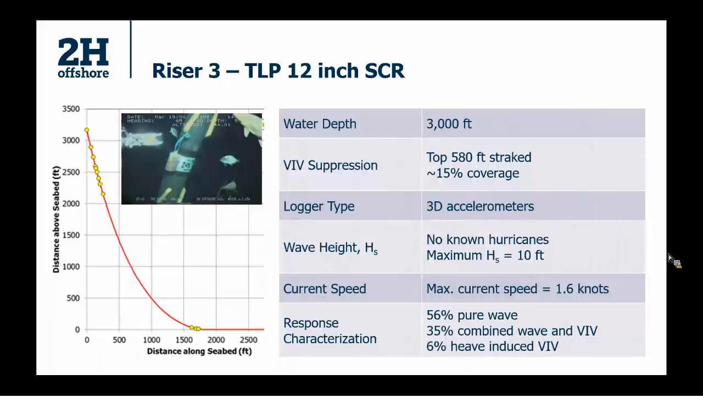Riser 3 is another TLP riser, and you can see there is a cluster of loggers at the top, and a cluster of loggers at the bottom, and it is in about 3,000 feet. This data is more like Riser 1 data. We did not see hurricanes. The max HS was 10 feet, and max current speed was 1.6 knots.